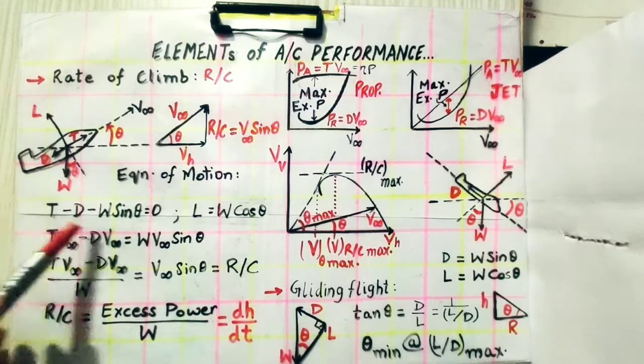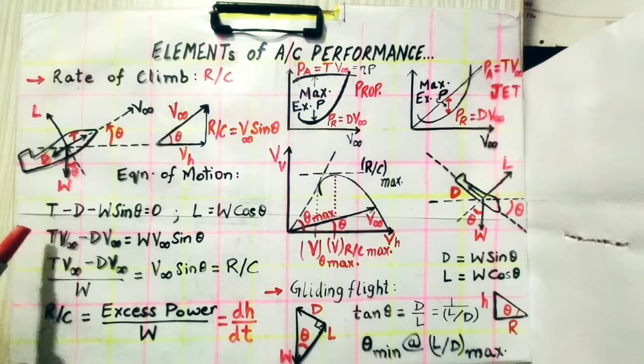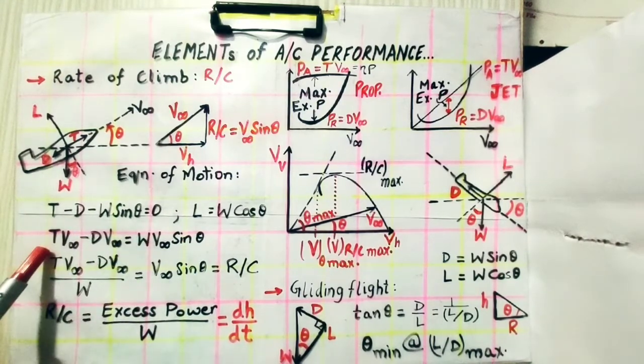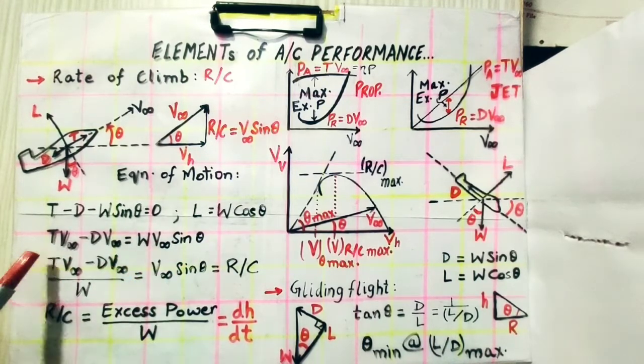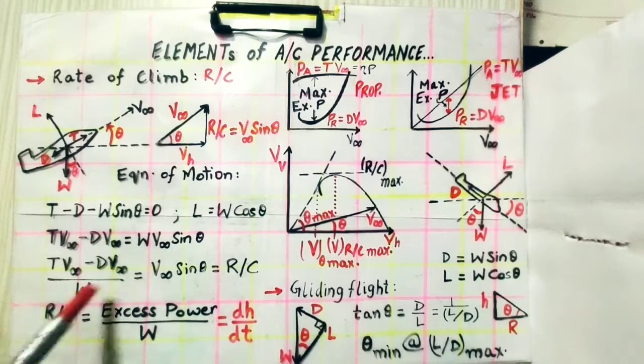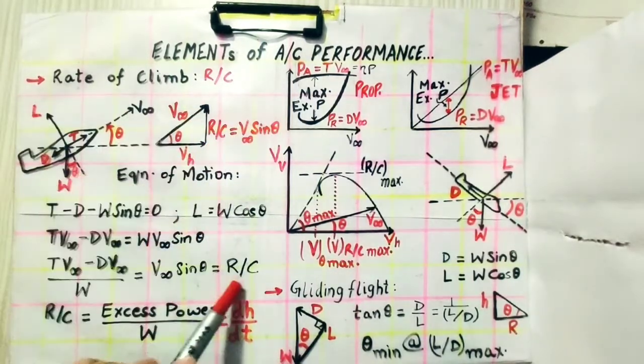So for rate of climb, if you observe this T minus D minus W sin theta equation, we have multiplied this equation by V infinity and taken the weight term to the right hand side. This gives us T V infinity minus D V infinity equals W V infinity sin theta, and T V infinity minus D V infinity divided by W will give us V infinity sin theta, and we know that V infinity sin theta is the rate of climb. Rate of climb is also expressed in terms of dh by dt.